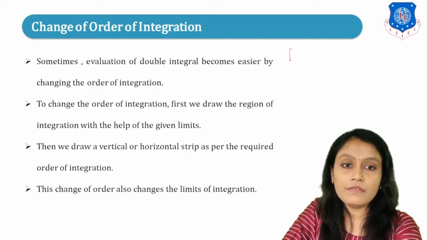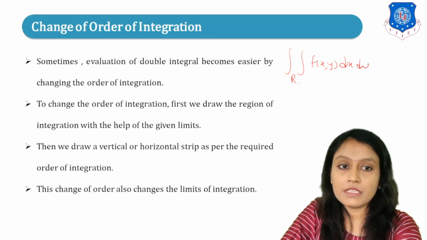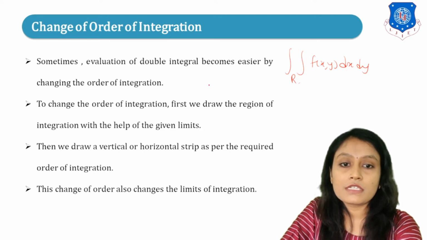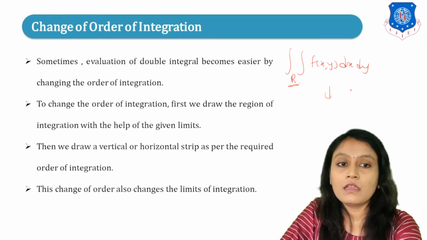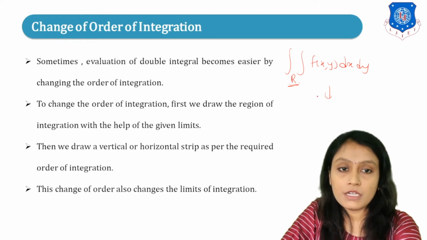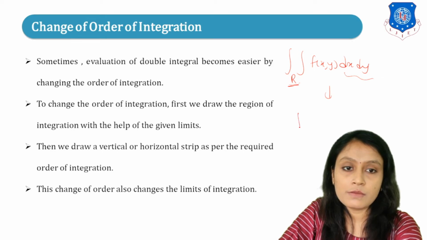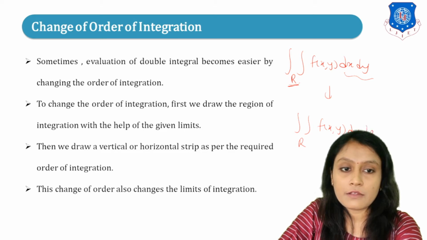So for example, here we are given the integration over a region R of f(x, y) dx dy. Firstly we have to draw this region R with the help of the given limits. Then we decide whether to draw a vertical strip or a horizontal strip. If a vertical strip is given in the question, you have to convert it to a horizontal strip, and if a horizontal strip is given, you convert it to a vertical strip. So the order will change and it will become the integration over region R of f(x, y) dy dx. Then we will evaluate the integration using this.